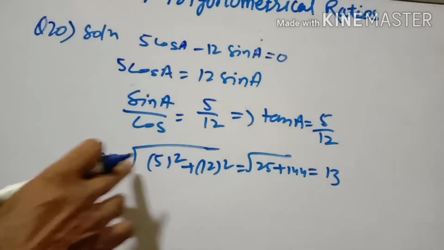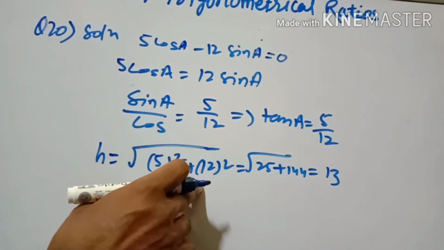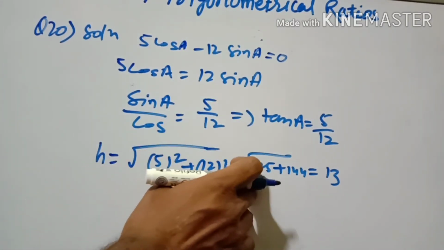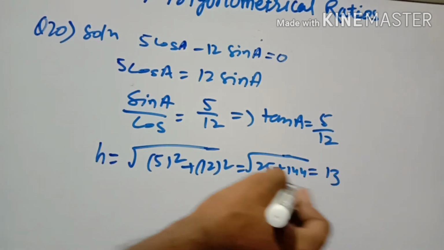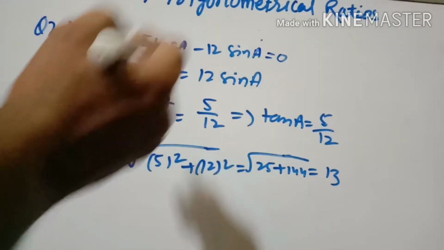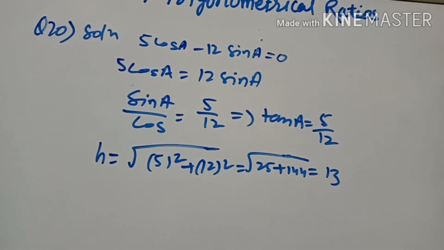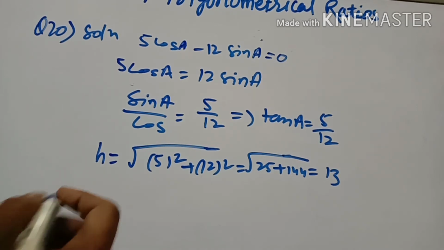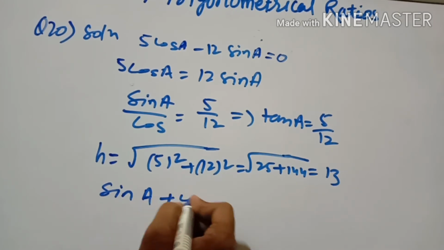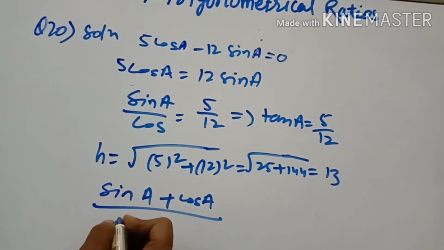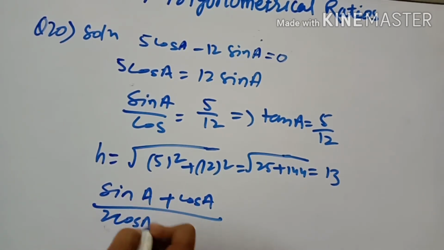Therefore H equals under root of P square plus B square, that is 25 plus 144, that is 169, so 13. So this is your H. Now we have to find out the value of sin A plus cos A by 2 cos A minus sin A. Up to here you write down.